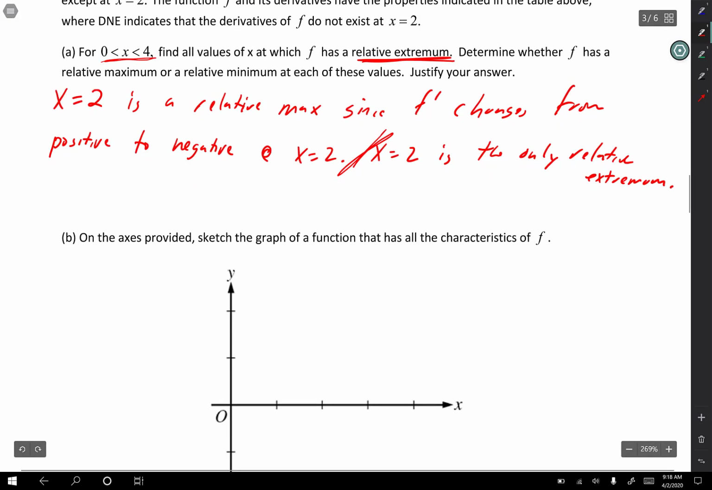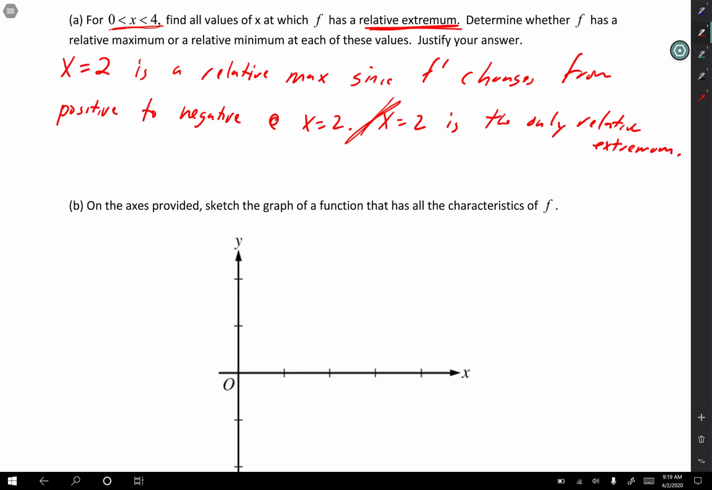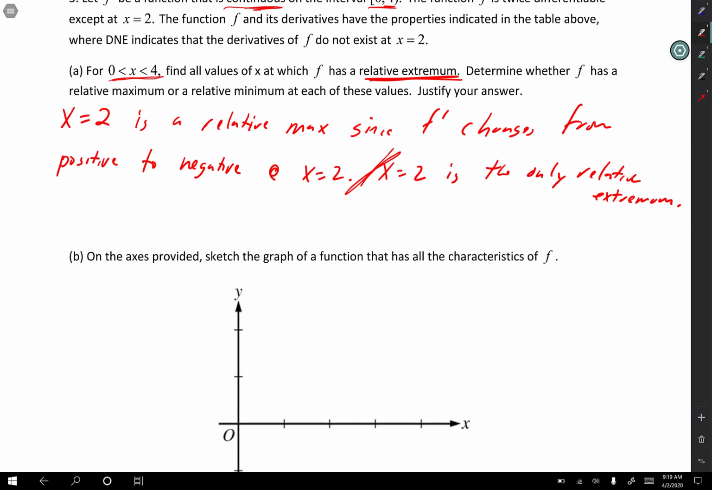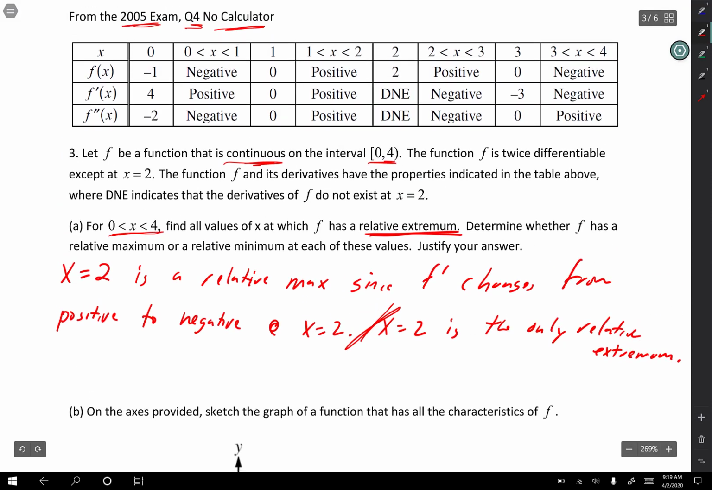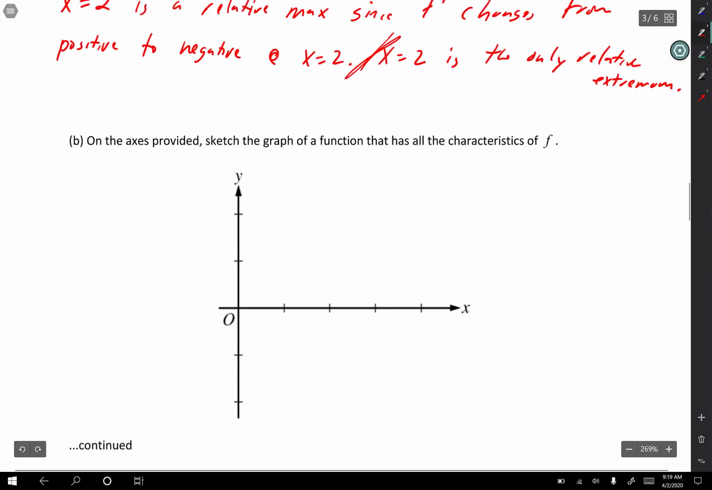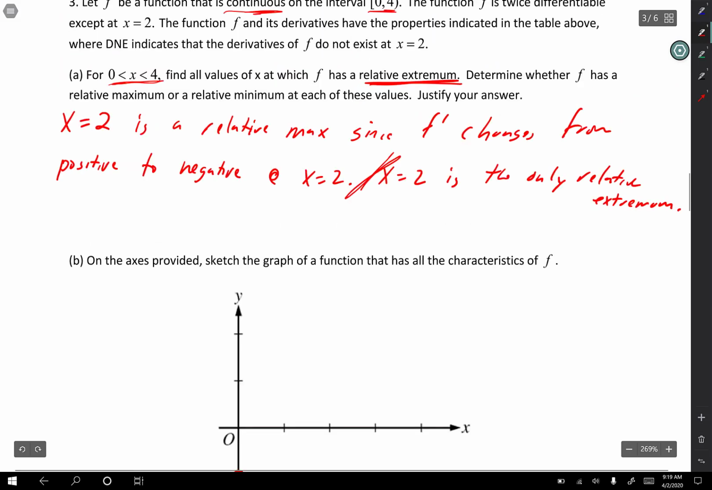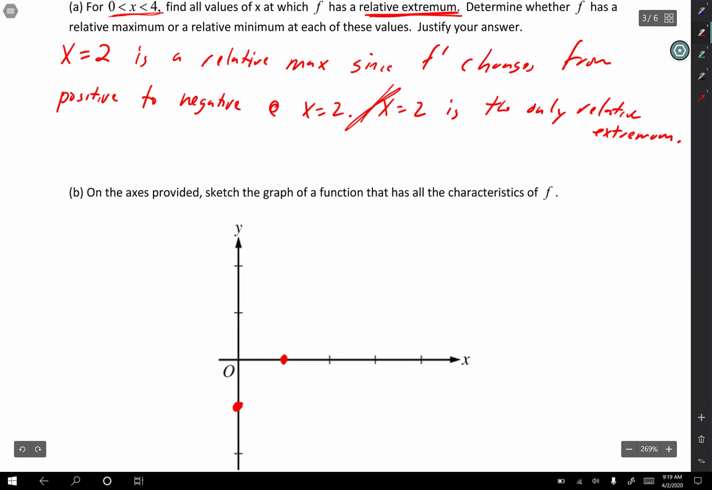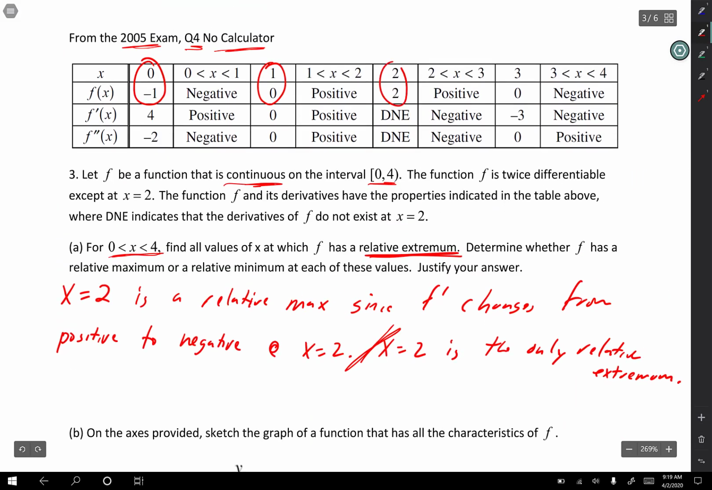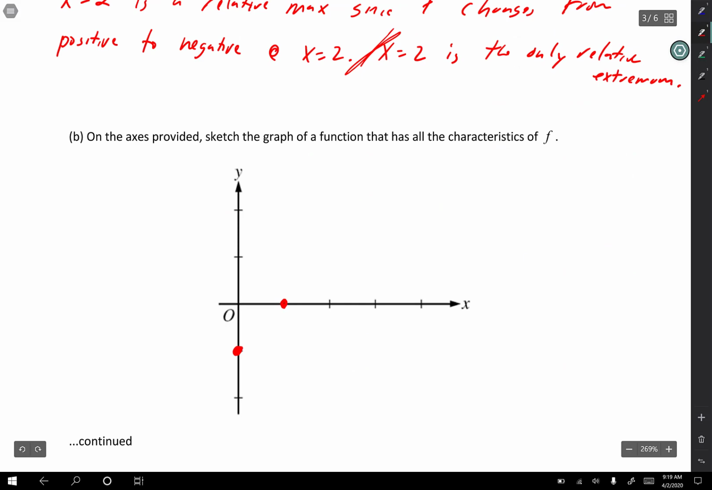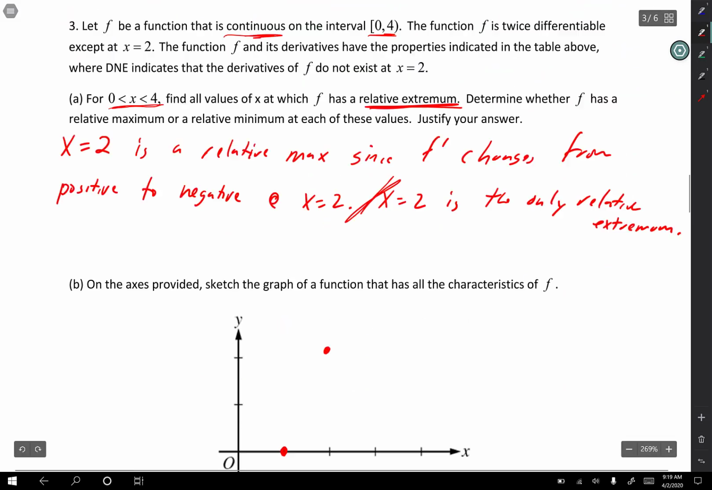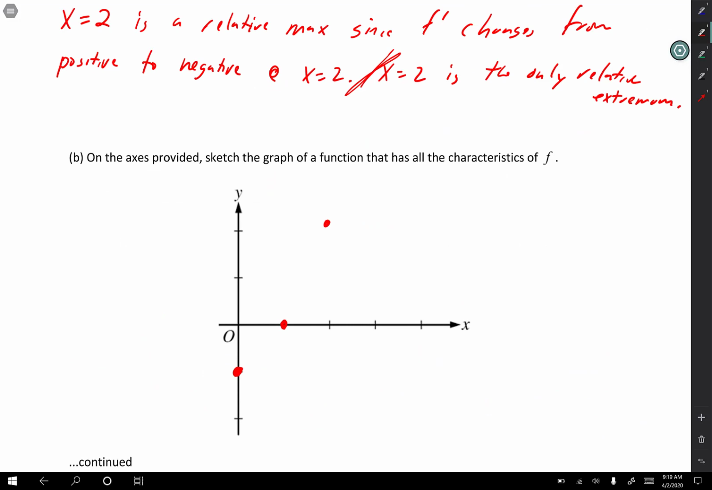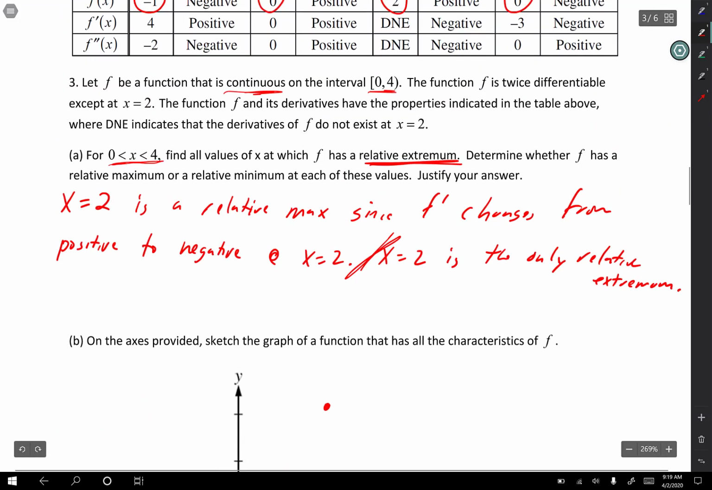Okay. On the axis provided, sketch the graph of a function that has all the characteristics of f. The first thing you're going to do, plot your f points, guys. Just plot your f points. So let's see, 0, negative 1. So let's plot that. 1, 0. So 1, 0 point. 2, 2. 2, 2 point. And then finally 3, 0. And they don't give me a point at 4.